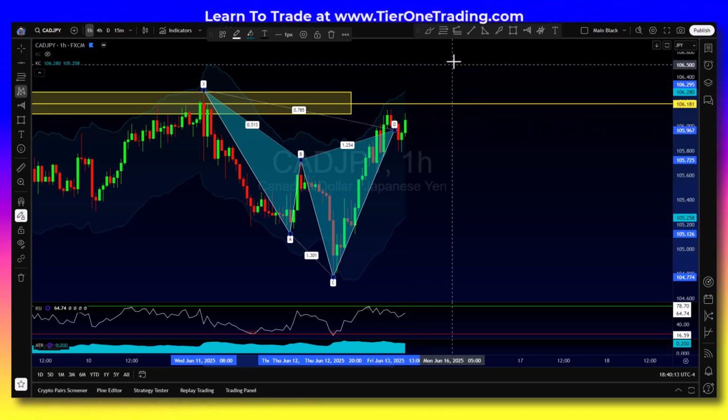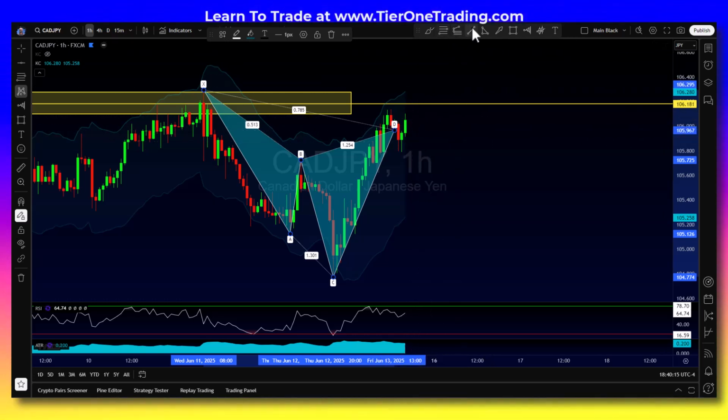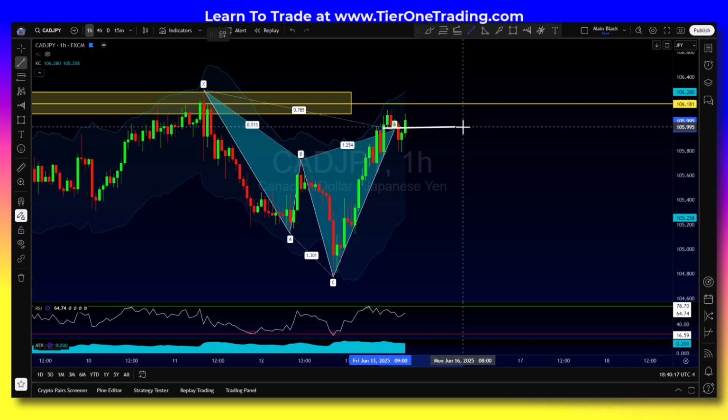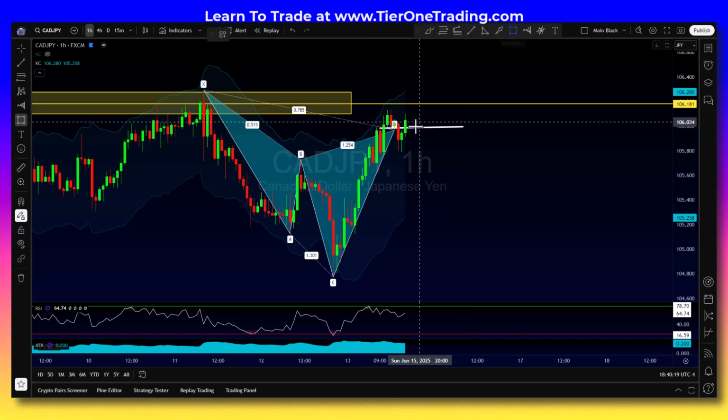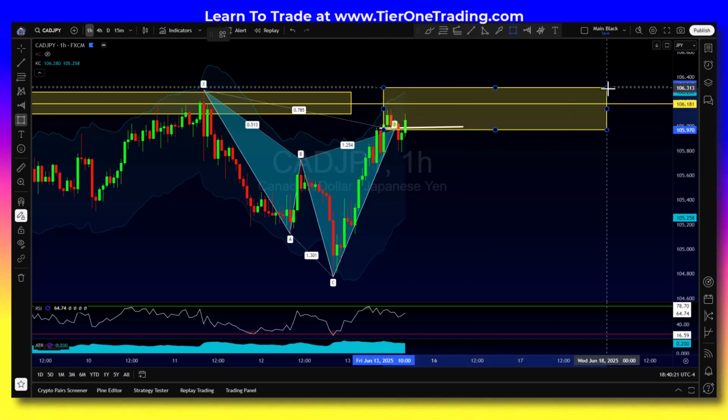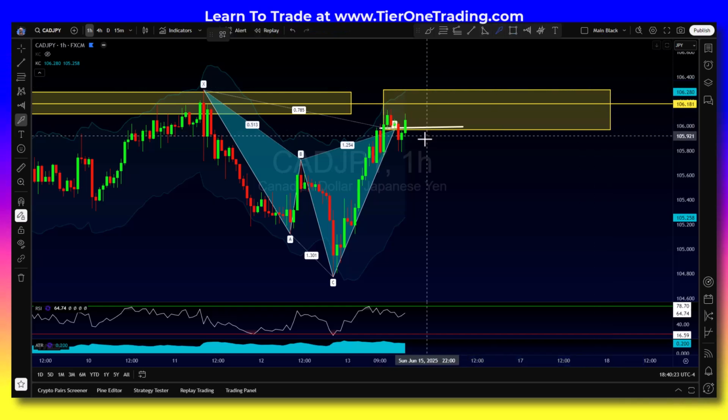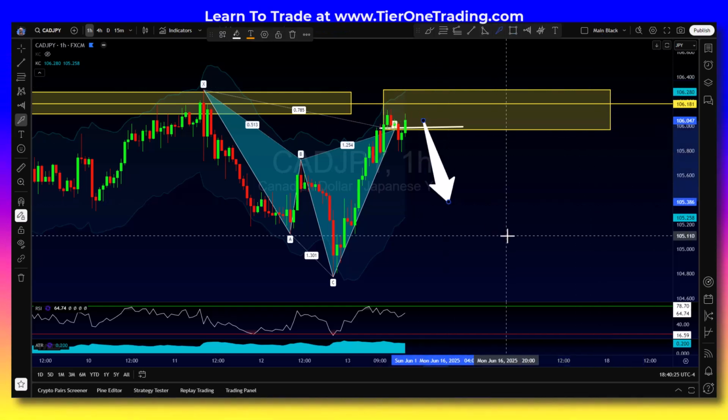We are currently trading above the completion point. The original completion point was right here. So this pattern is valid until we get to the X leg. So if you're someone that was late to this, this is a nice little shorting opportunity for you.